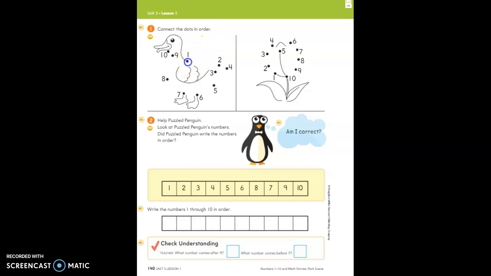Okay? We are at 1, because we're on the beginning. We're going to go over to 2, and then 3, 4, 5, 6, 7, 8. I'll go to 9, because that's next, and then finish with 10. Good job. I'll do the next for this shape. We start at 1, 2, 3, 4, 5, 6, 7, 8, 9, and finish with 10.